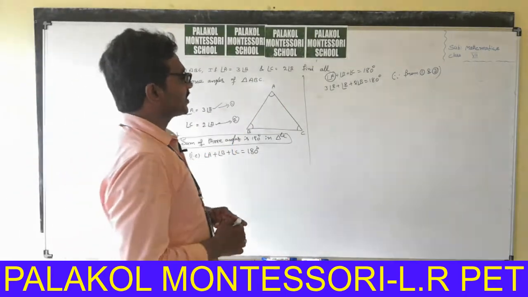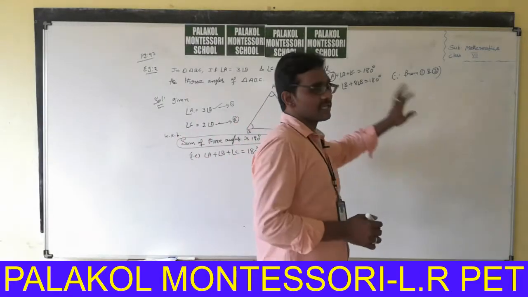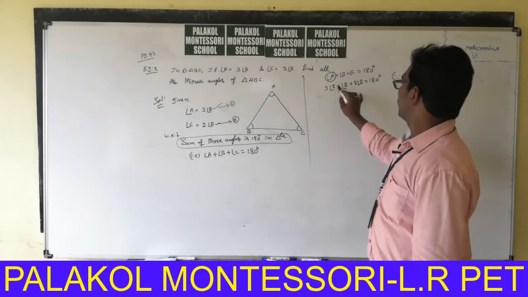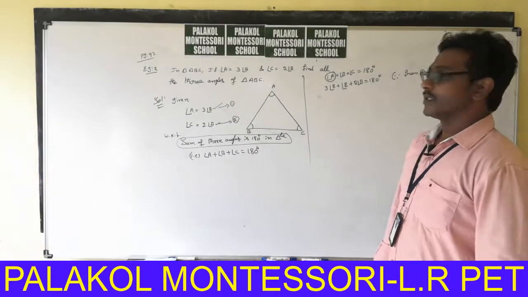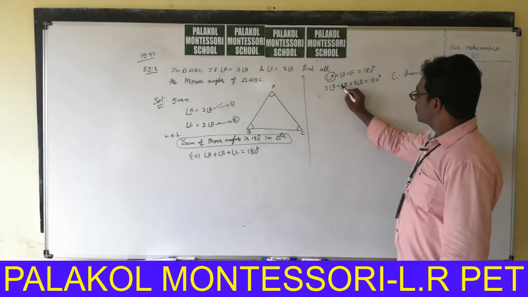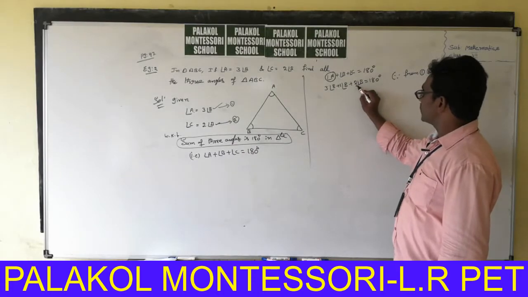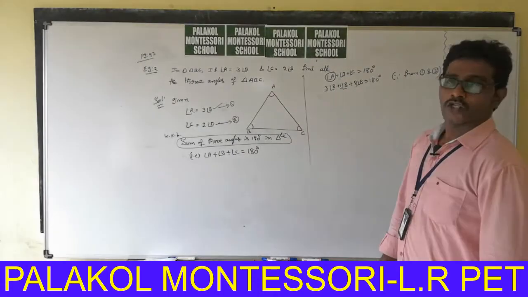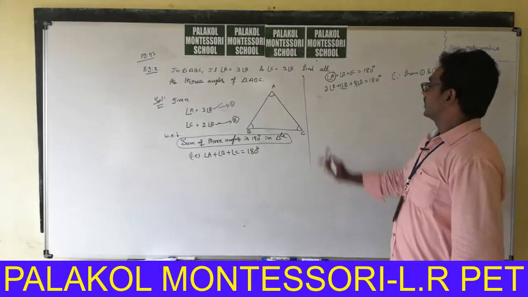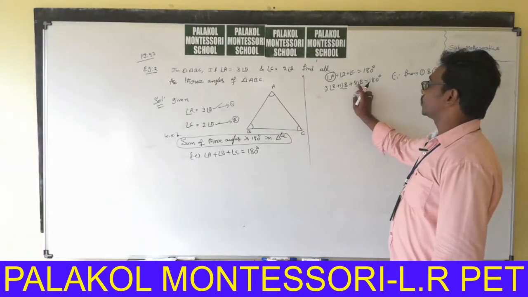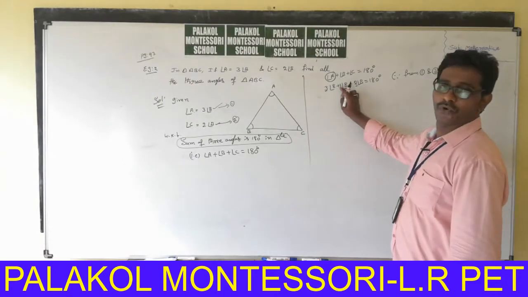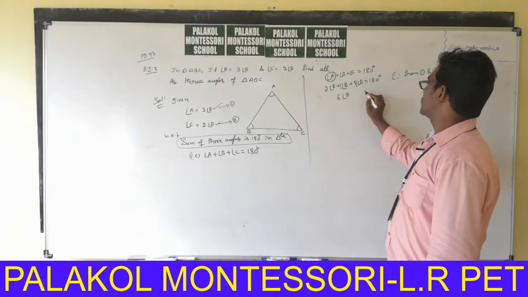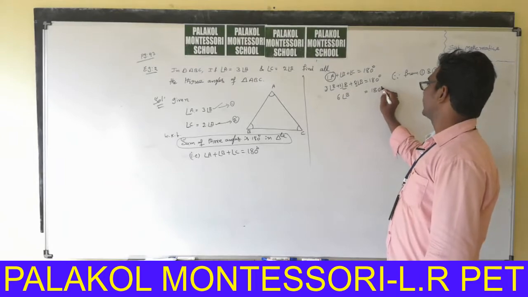In this equation, there are 3 terms on the left hand side. The 3 terms have the same letter B, B, B. So observe the coefficients. This coefficient is 2, this coefficient is 1, this coefficient is 3. They should be added: 3 plus 1 plus 2. 3 plus 1 is 4, 4 plus 2 is 6. 6 angle B is equal to 180 degrees.